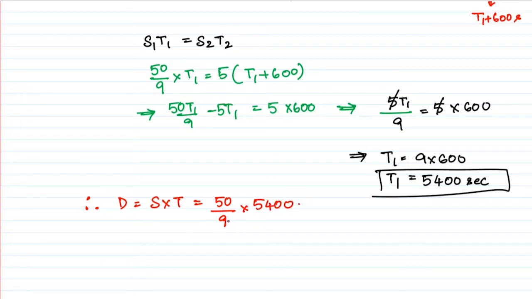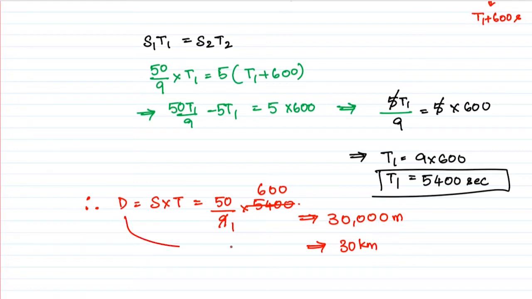So this will be nothing but this 9 ones are 9, 6 are 0. So this will be 30,000 meters. If you convert this into kilometers, this will become 30 kilometers. Therefore, the distance traveled by the man is nothing but 30 kilometers.